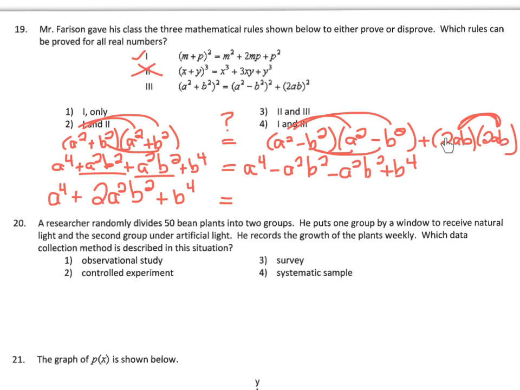So when we multiply these, we do 2 times 2 is 4, a times a is a squared, and b times b is b squared. So that'll be 4 a squared, b squared. Okay, so let's combine like terms.